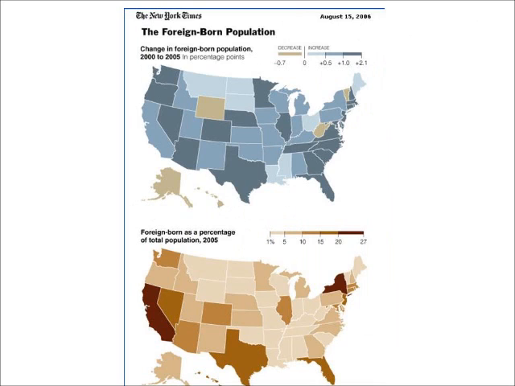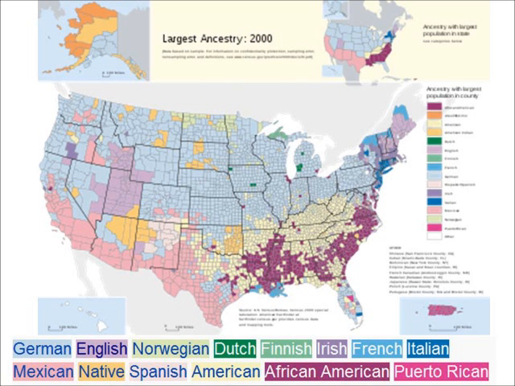The map on top shows states that have lost or gained foreign-born population. Colorado, West Virginia, and Vermont have lost foreign-born population. The map on the bottom shows the foreign-born population as percentage of the U.S. population. California and New York are the states with the largest percentage of foreign-born. This map shows that Germans are the largest ancestry group in the United States.